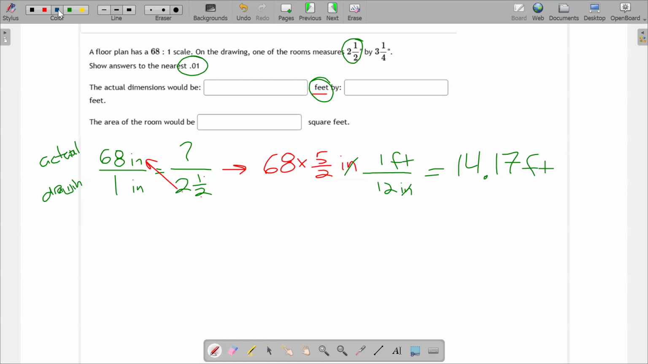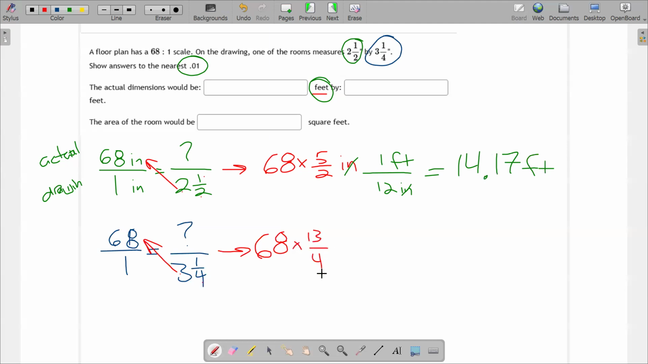And then we're going to do the same thing for the other dimension. So I have my 68:1 ratio. And I want to know what is that in actuality compared to 3 1/4 in the drawing. And like before, we're going to multiply that up. So our missing number is whatever 68 times 3 times 4 is 12, plus 1 is 13. And again, that's inches. And like before, if we divide that by 12, that will give us an answer in feet.